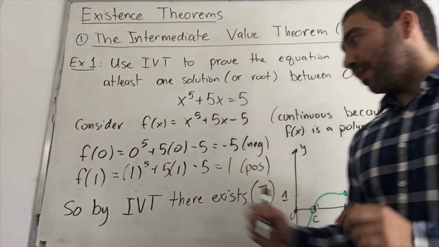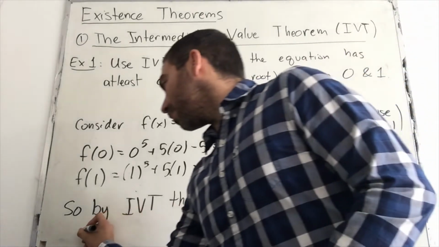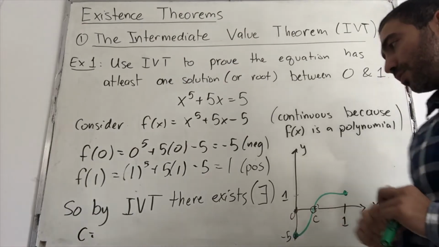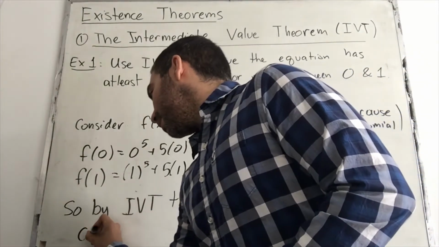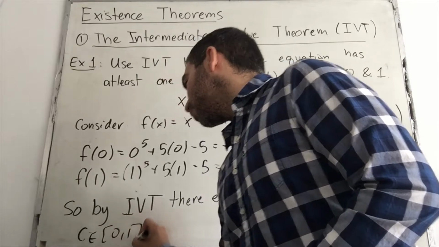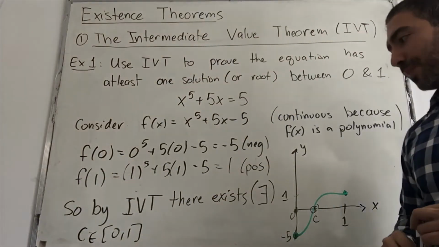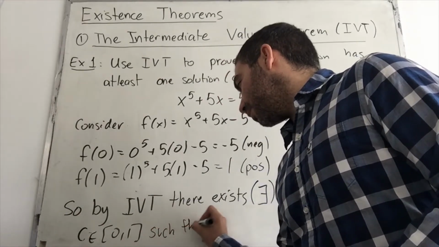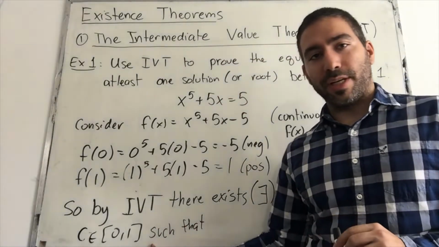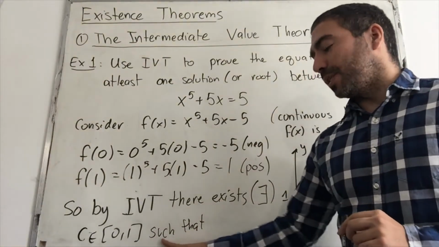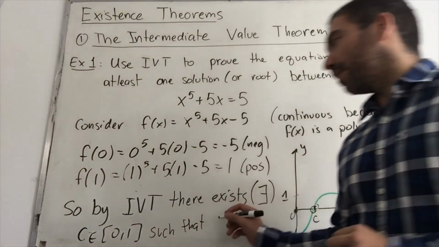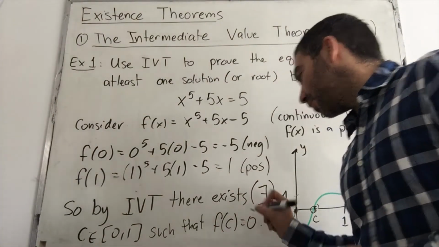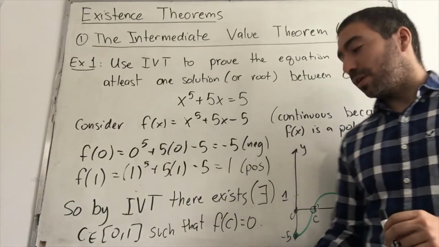So there exists a value X or a value C. This value C in between the two intervals that we had from 0 to 1. So there exists a C in between 0 and 1. Those are the two values that we tested, the interval that was given, such that, or sometimes I abbreviate it ST, so if I do that, ST just means such that, and the last step is f of C equals 0. So we showed that there exists at least one root by IVT.